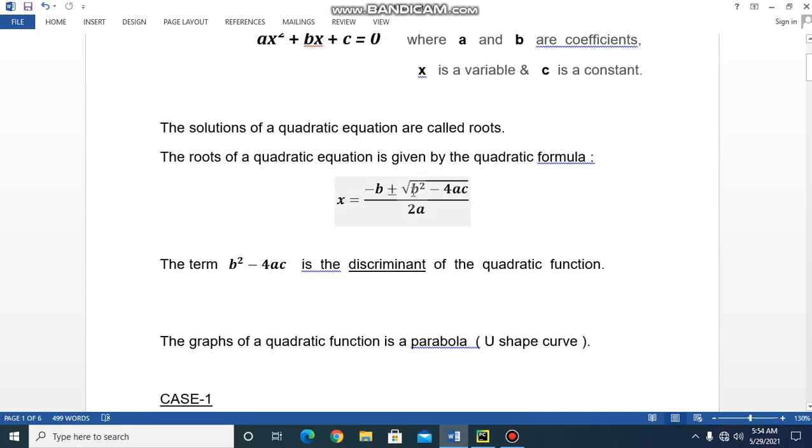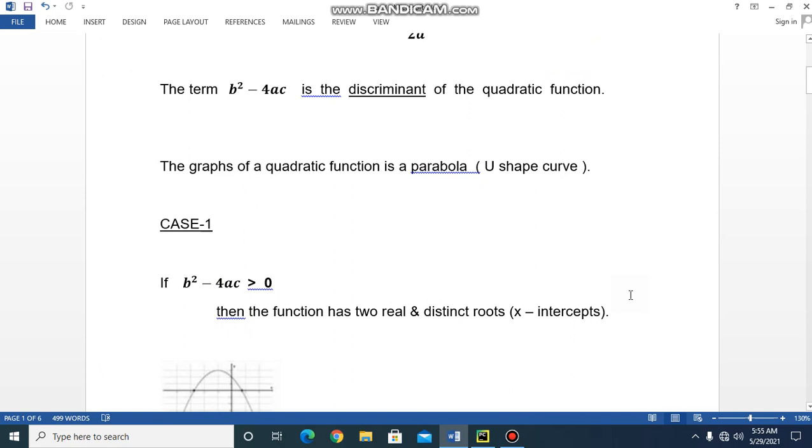Now this is the quadratic formula to find the roots of the quadratic equation: x equal to minus b plus or minus root b square minus 4ac upon 2a. Here the term b square minus 4ac is the discriminant of the quadratic function. This discriminant tells the nature of the roots. Depending on the value of this discriminant, there are three possibilities. The value can be greater than 0, equal to 0, or less than 0.